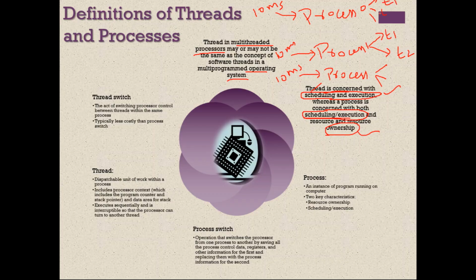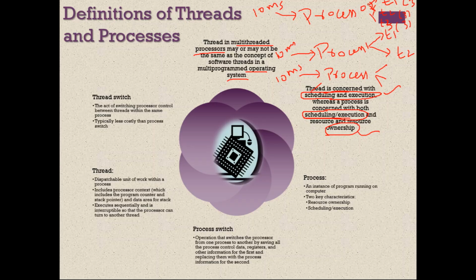Now when process 0 is executing for its 10 milliseconds, say there are 3 threads: thread 1, thread 2, and thread 3. Then process 0 may divide its time, like 3 milliseconds for thread 1, 3 milliseconds for thread 2, and 3 milliseconds for thread 3, because it has only 10 milliseconds. Context switching from one thread to another will be done by the process itself.